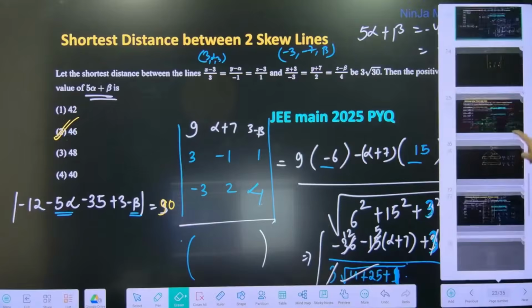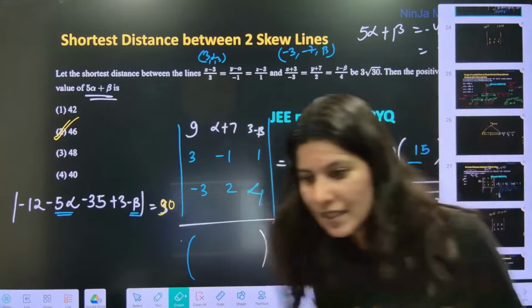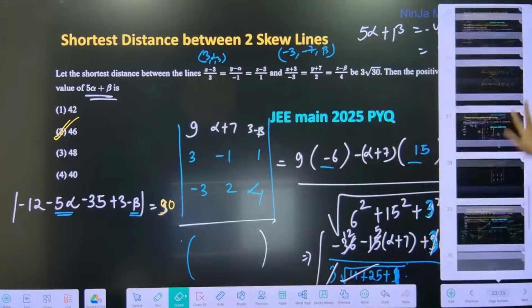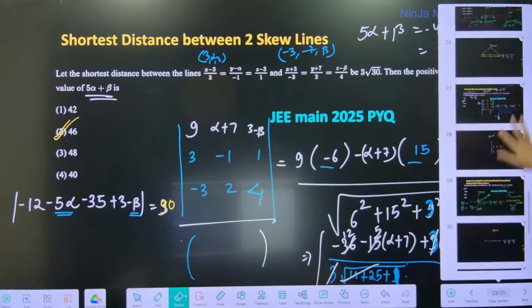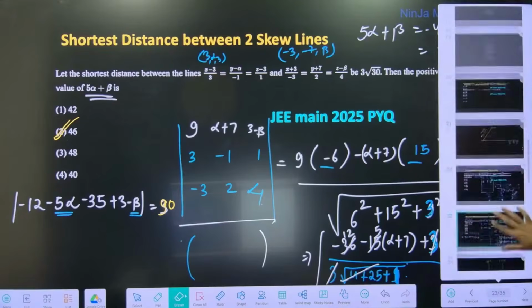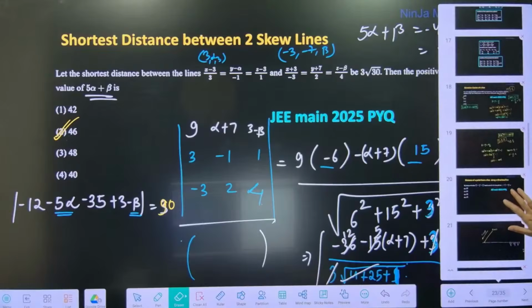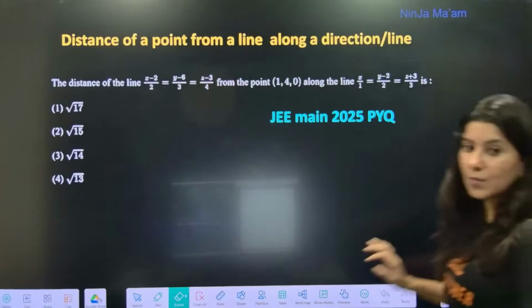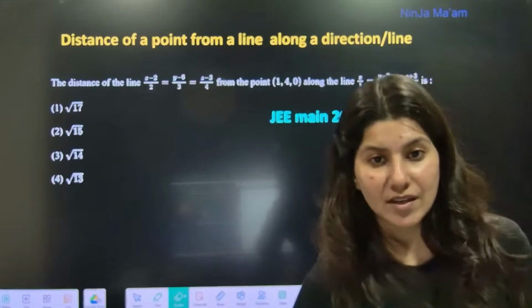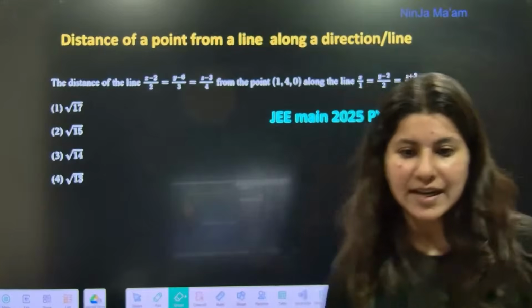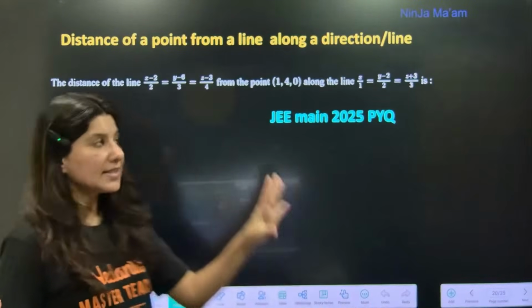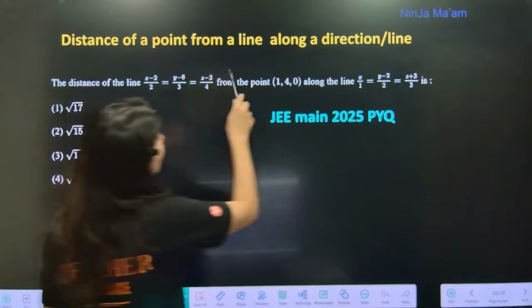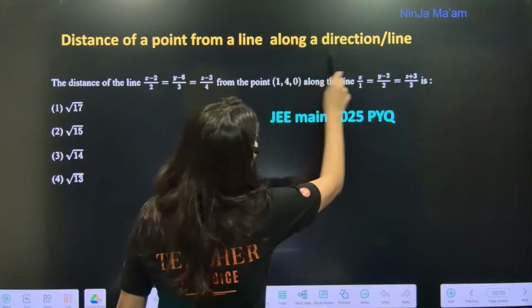Okay. Now the last category question, everybody. Last category question we'll see. Yes, this is my favorite type, and which is of the category that finding. Yes, very important. Okay, do not go anywhere. This is very important category. Okay. Yes, what is this category? Distance of a point from a line along a direction.